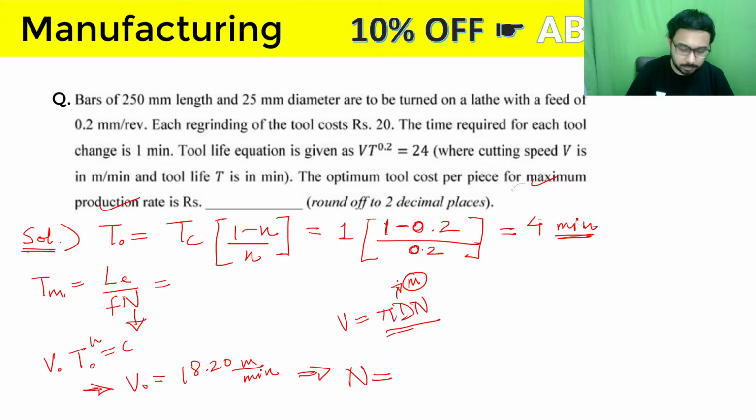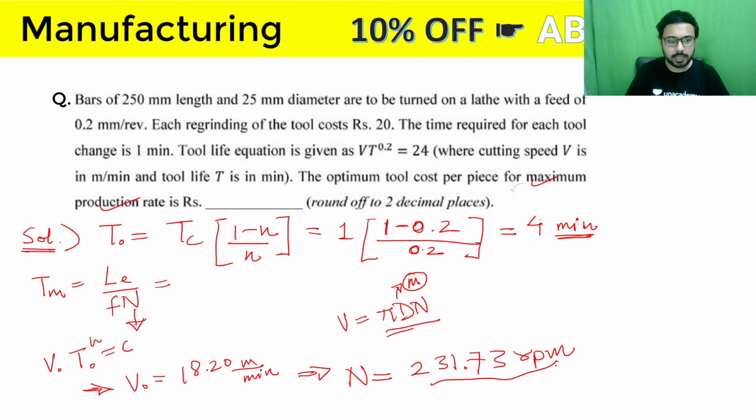So N here will be V divided by pi D. So pi into D, diameter is given as 25 mm, so it is 0.025. So N is coming out as 231.73 rpm. So this is the N that we will be using to calculate the machining time, or the time required by one piece to be machined.